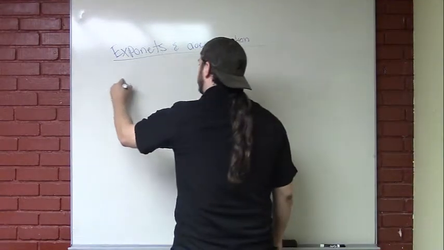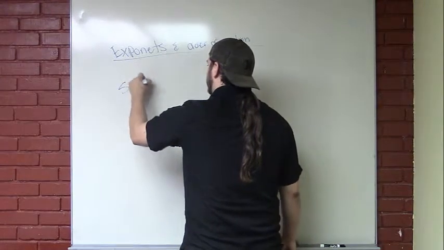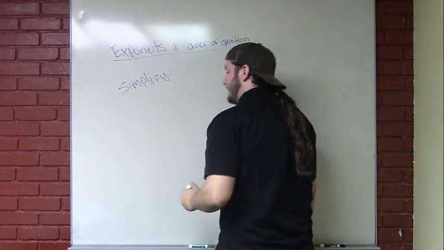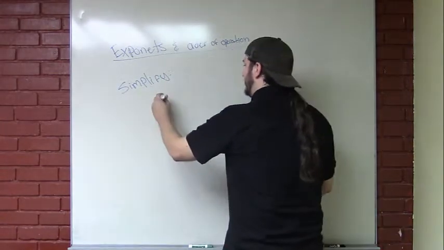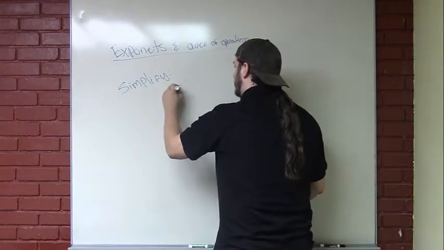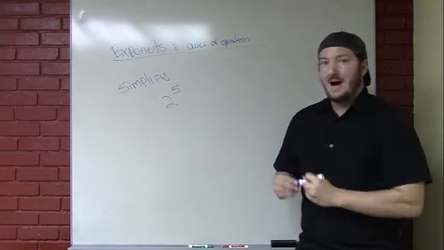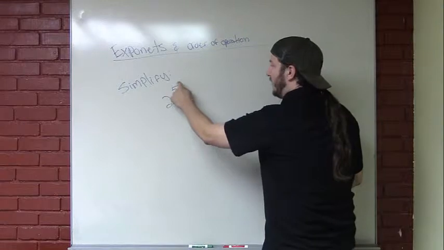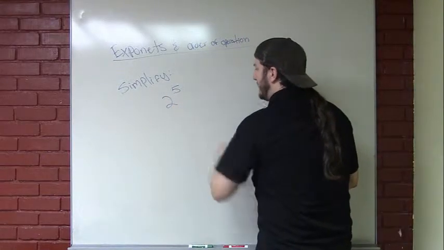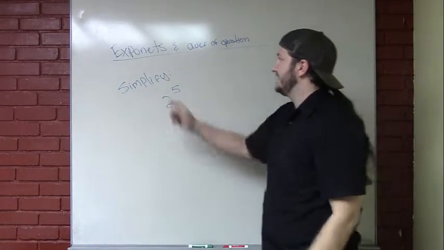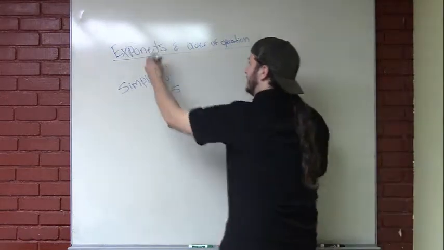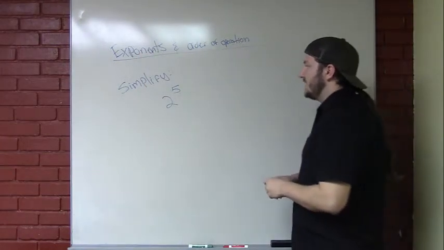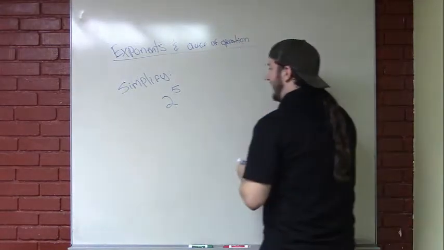Okay, so the directions is just simplified, okay? And the first thing we've got here is 2 to the 5th power, okay? So that's how you say that. This is 2 to the 5th power. This 5 up here, that is the exponent. Oops, there's an N in there. Exponents. Okay, so we're going to simplify that guy.